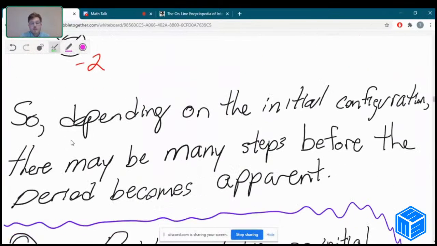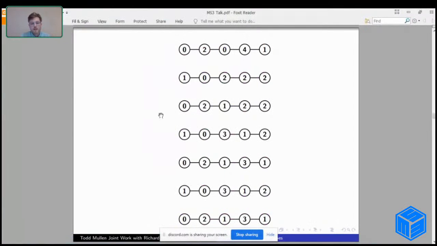That is to say, depending on the initial configuration that you choose, there may be many steps before the period becomes apparent. Because, for instance, if we were to go back to this example, at the very beginning when I had 0, 2, 0, 4, 1, it wasn't immediately clear what the period was going to be, how long the period was going to be, or how many steps it was going to be before the period appeared.